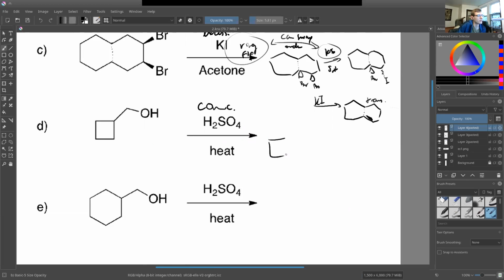Okay, so we protonate, and then somebody tell me what happens. The bond moves in the square to make the alkene. Yeah, right. So these are equilibrium, right? This is still equilibrium.